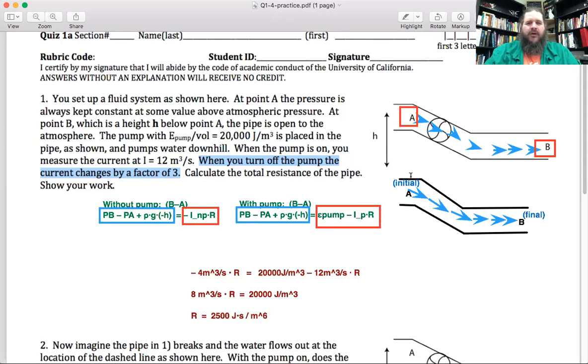But if you're not sure, you could always try both, multiply by 3 and divide by 3, and see which one actually makes sense in the final result. I suspect if we had multiplied by 3 instead, we'd end up with a negative value for resistance, and that doesn't make any sense. Any other questions on that?